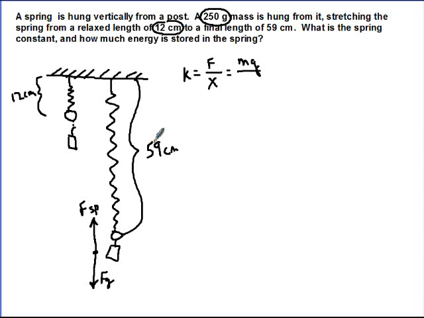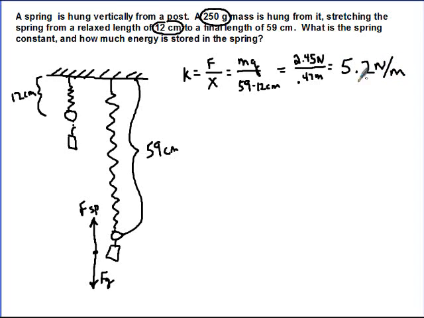And the x value is really just the difference between the relaxed length and the new length here. So that'd be 59 minus 12 centimeters, and I would like that to be in meters. So the numerator becomes 2.45 newtons, which is how much force is acting to stretch it. In this case, the stretch distance looks like it's 0.47 meters. And so when I take that ratio, I'll get something called the spring constant. Let's go ahead and compute that. And that value turns out to be about 5.2 newtons per meter.